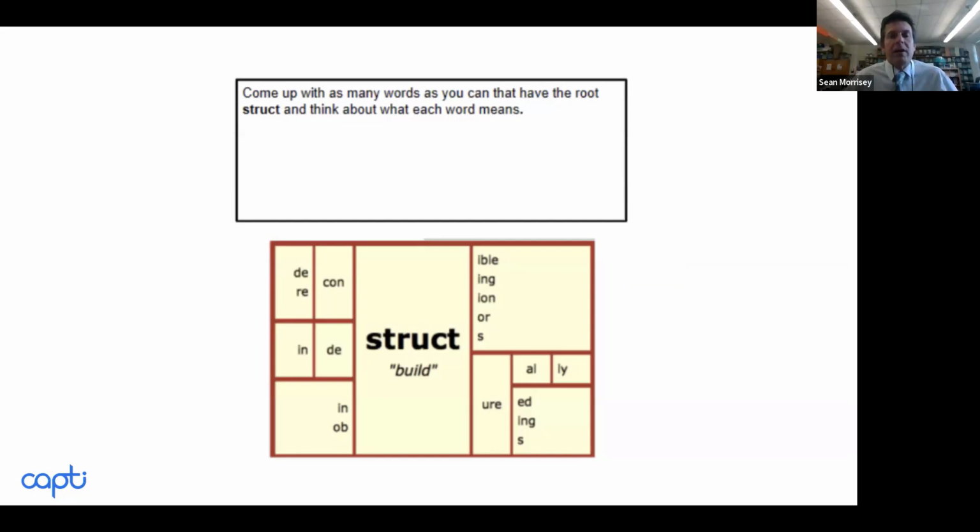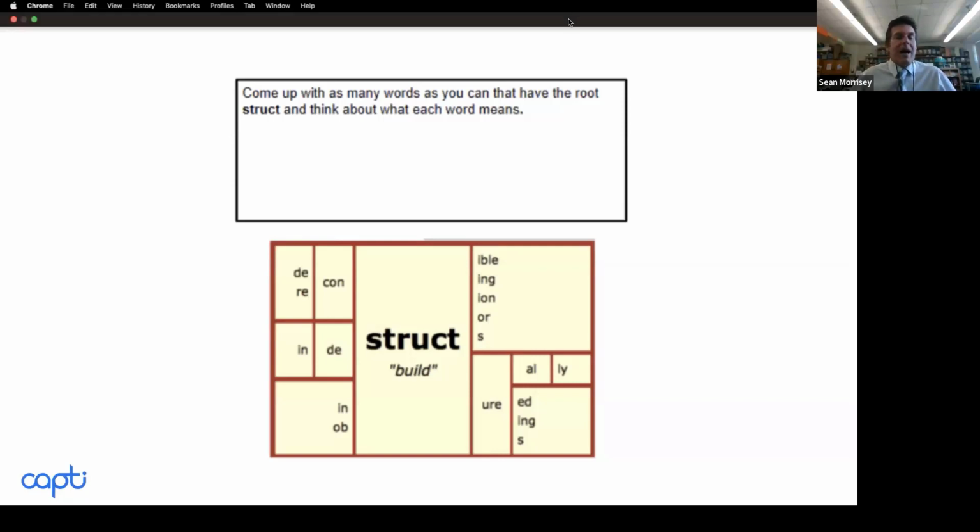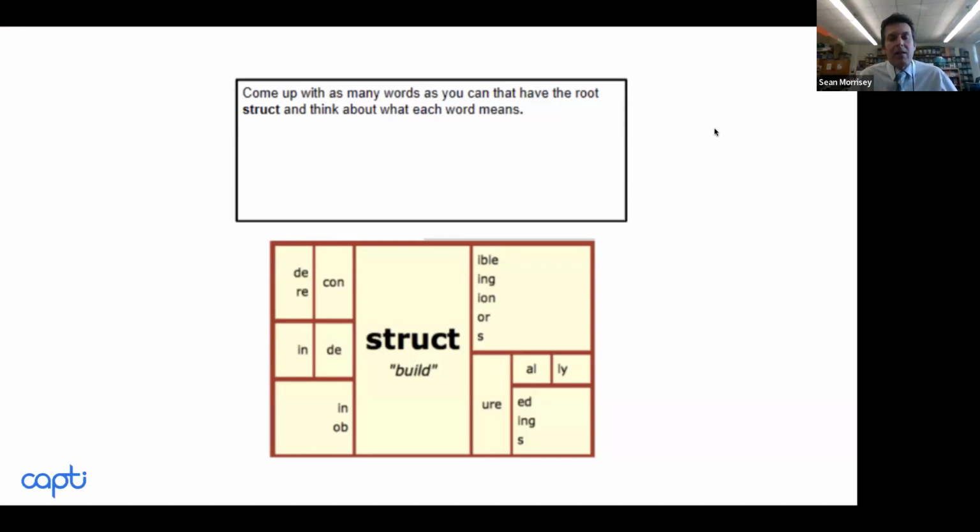Then they have to think, oh, re means again. Oh, the prefix con means together. So now we're not just thinking about the root struct, we're thinking about prefixes and suffixes. Even for the younger students in first grade, oh, ing or adding an s, what does that mean? So it's constantly looking at the smaller parts of words and their meanings. So to me, it's a really, really good use of time for sure.